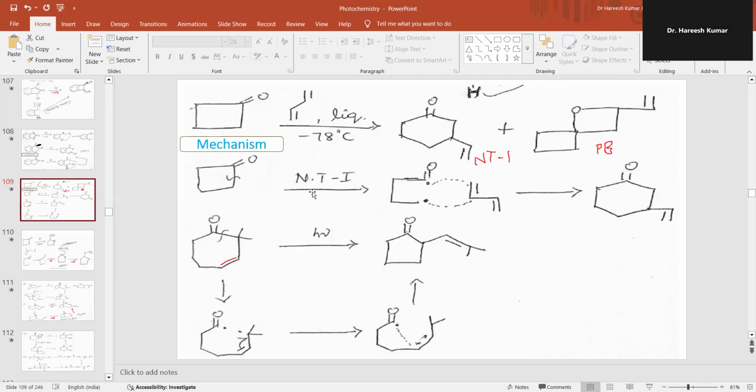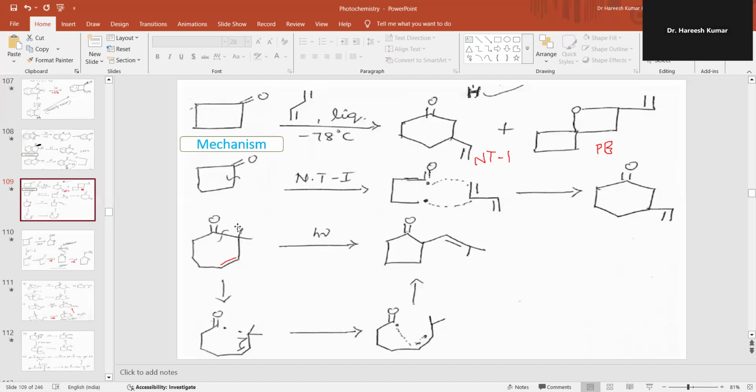If we look at the mechanism, the first step is the alpha cleavage, forming a 1,4 acyl radical and alkyl radical. This acyl radical and alkyl radical react with the 1,3-butadiene, forming a cyclic compound. Another possibility is that this product is formed because of the Paterno-Buchi reaction. What is the Paterno-Buchi reaction? Reaction of a carbonyl carbon with an alkene is called Paterno-Buchi, and here oxetanes are the products.